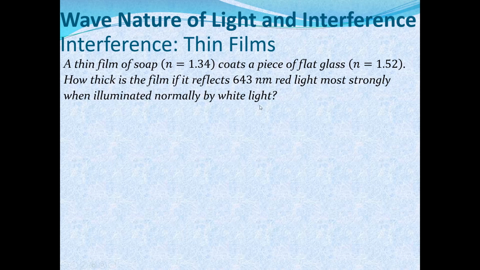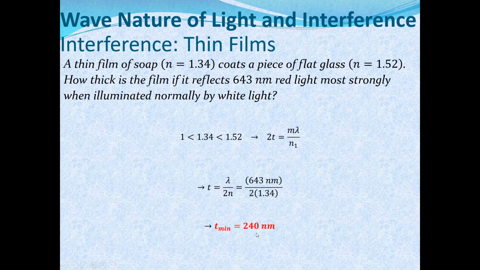So we end up getting two of them. This is a double, which means that my constructive interference is going to be an integer wavelength. So it's just going to be straight up m, and the smallest number will end up being 1. So plugging my numbers in, setting this for the minimum thickness, we end up getting 240 nanometers here.